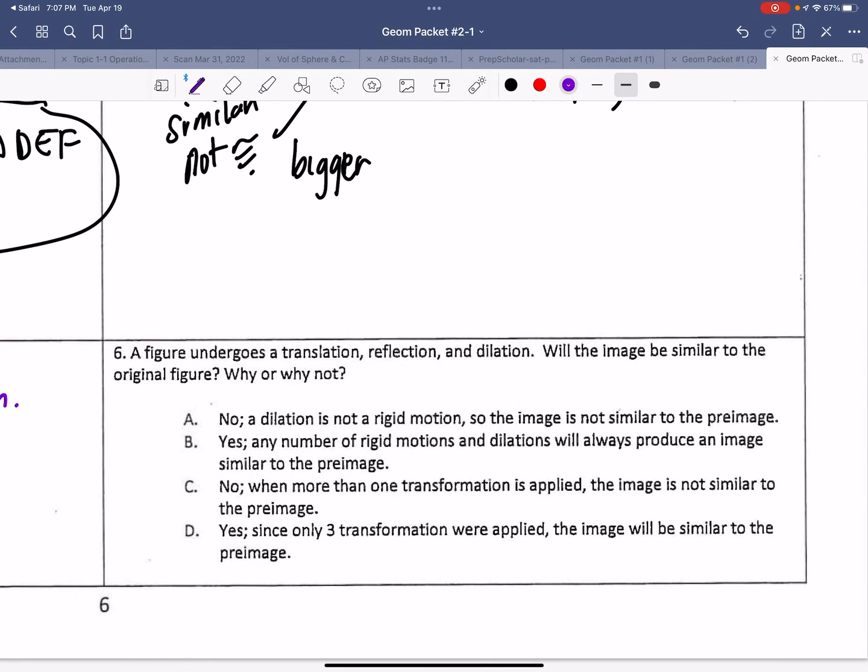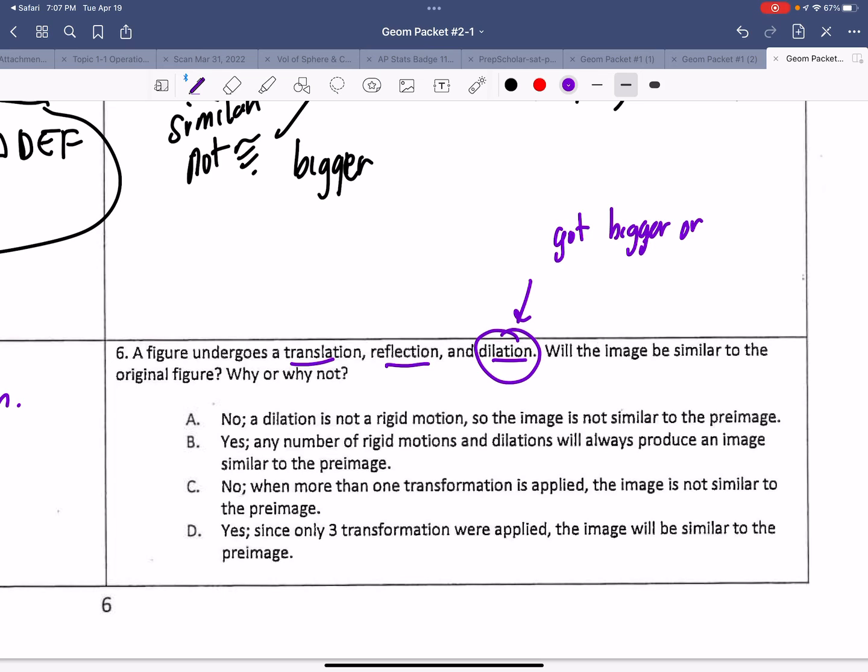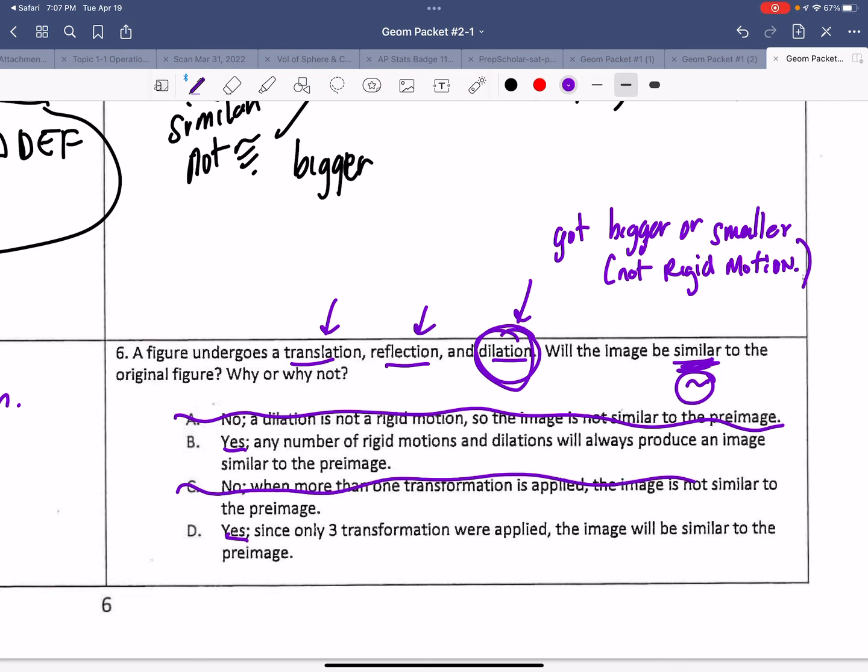A figure goes a translation, reflection, and dilation. Okay, so that means it got bigger or smaller. That's not rigid motion. All right, will the image be similar to the original figure? Yes, it'll be similar, absolutely. Why? When you shift it and flip it and blow it up, that's similar. So yes, and we'll eliminate these other ones.